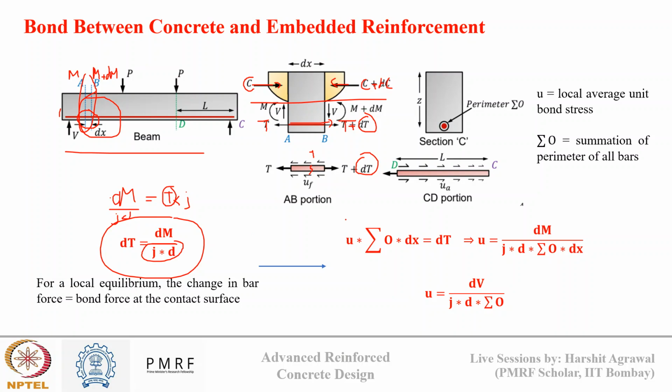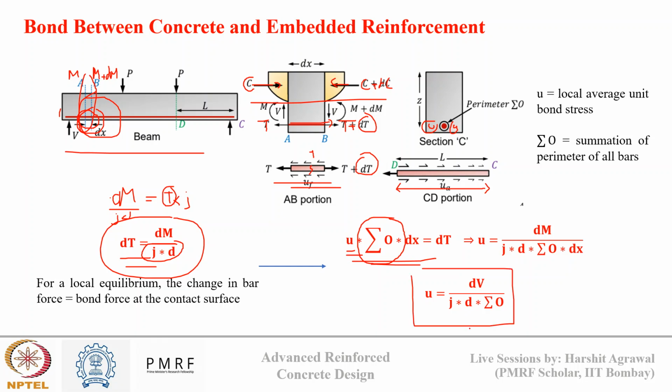Okay, so if we know the value of this unit force acting on the rebar, then how much resistance is provided by the bond will depend on the total perimeter of the rebar. I have shown here one rebar, but there can be multiple rebars present at this location. So the summation of perimeters of all the rebars, times the unit bond stress u between rebar and concrete, times the total length, which is dx for this element, will be equal to dT. So this u value you can calculate from this.